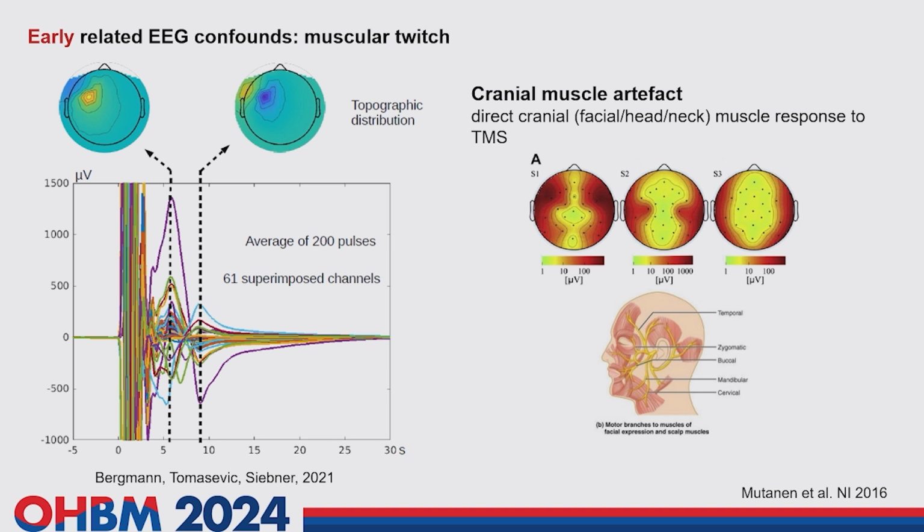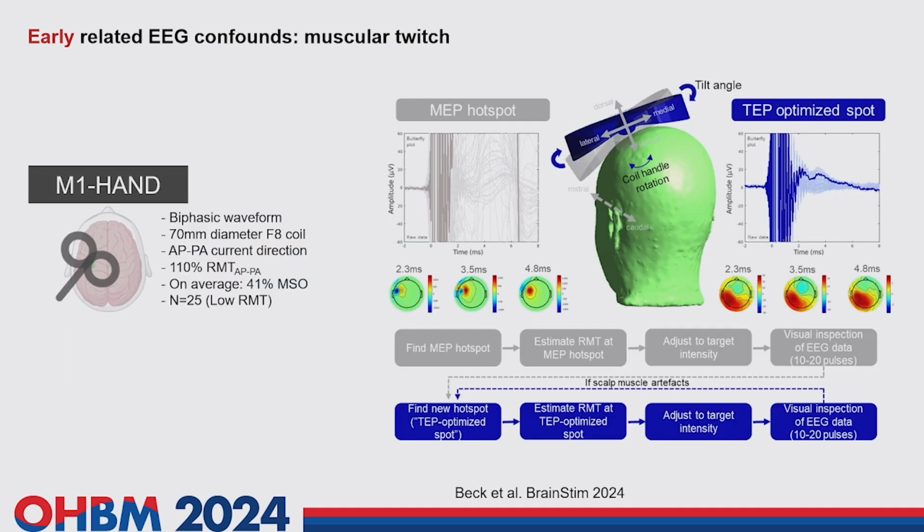And you can see that there are some regions that might be less affected. So we tried to use this by trying to find the best position of the coil to stimulate the brain region, which in our case was the motor cortex, without having the muscular artifact.